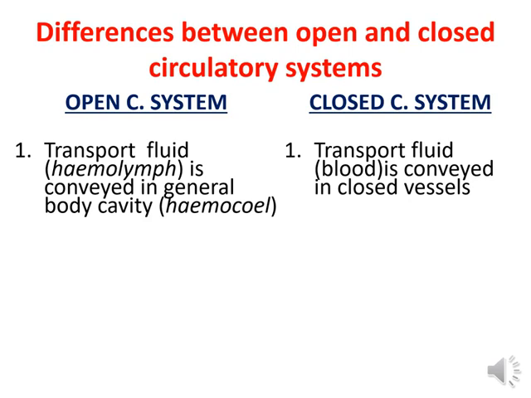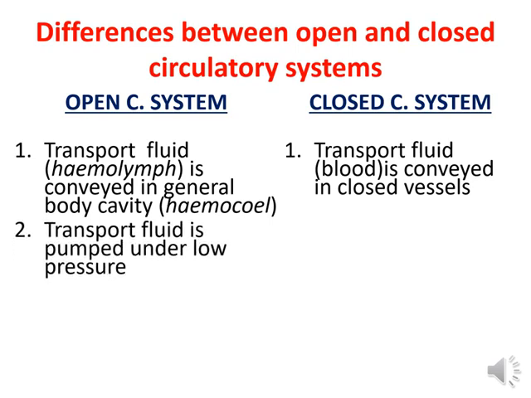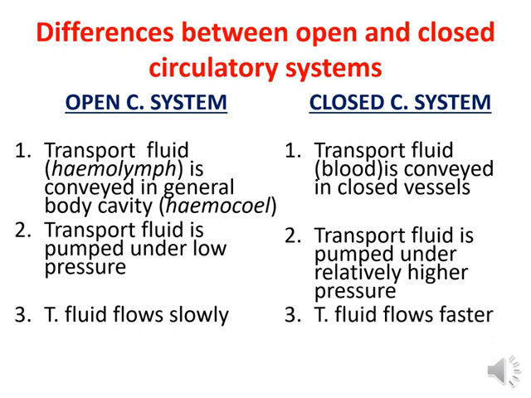Number two, in open circulatory system, the transport fluid is pumped under low pressure, while in closed circulatory system, the transport fluid is pumped under relatively higher pressure. Number three, in open circulatory system, the transport fluid flows slowly, while in closed circulatory system, the transport fluid flows faster.